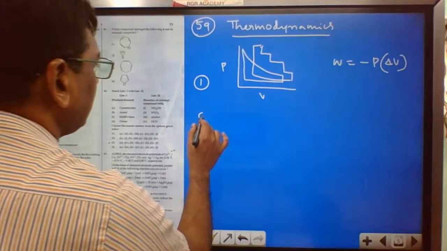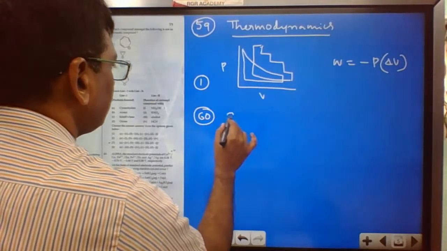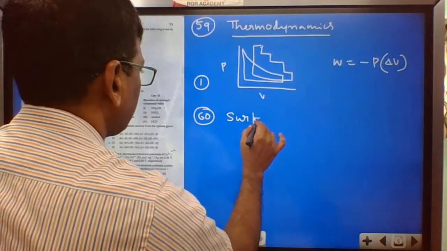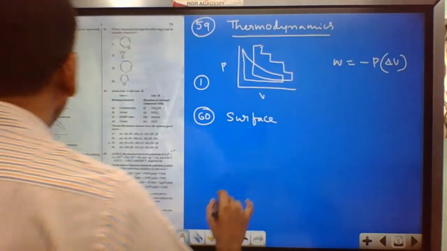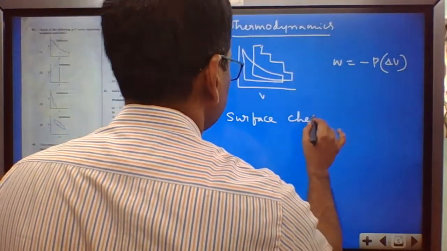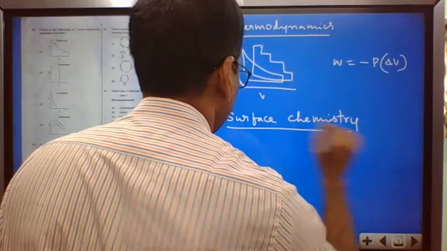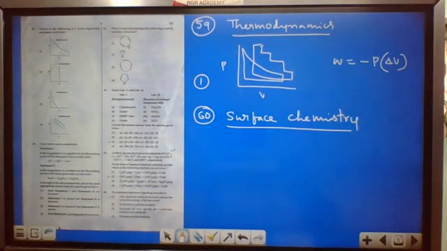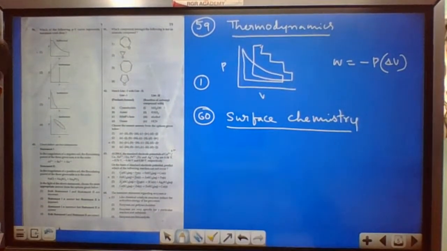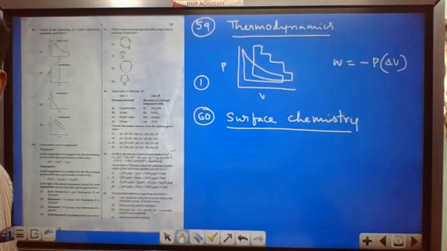Next, coming to the 60th question. This is given from surface chemistry. Yes, surface chemistry. Definitely you will get one question from surface chemistry.